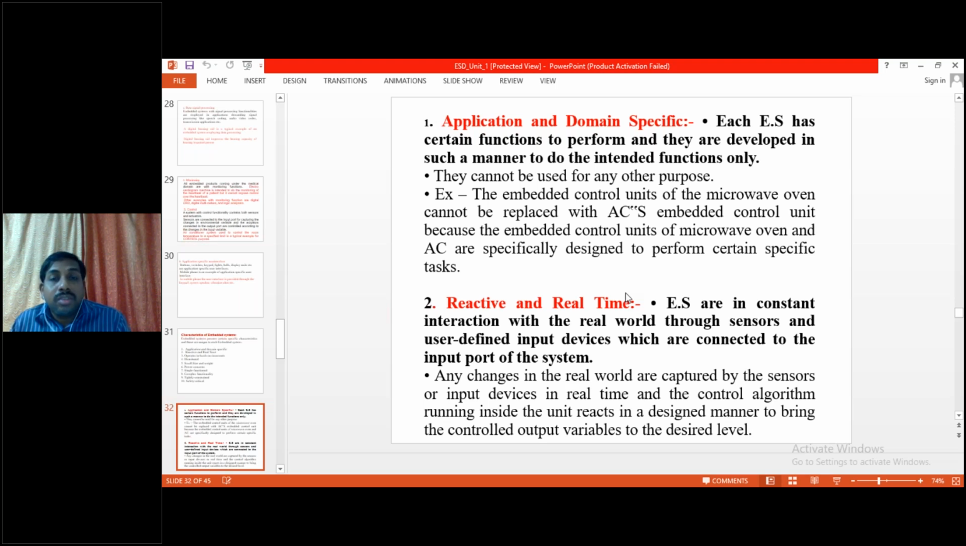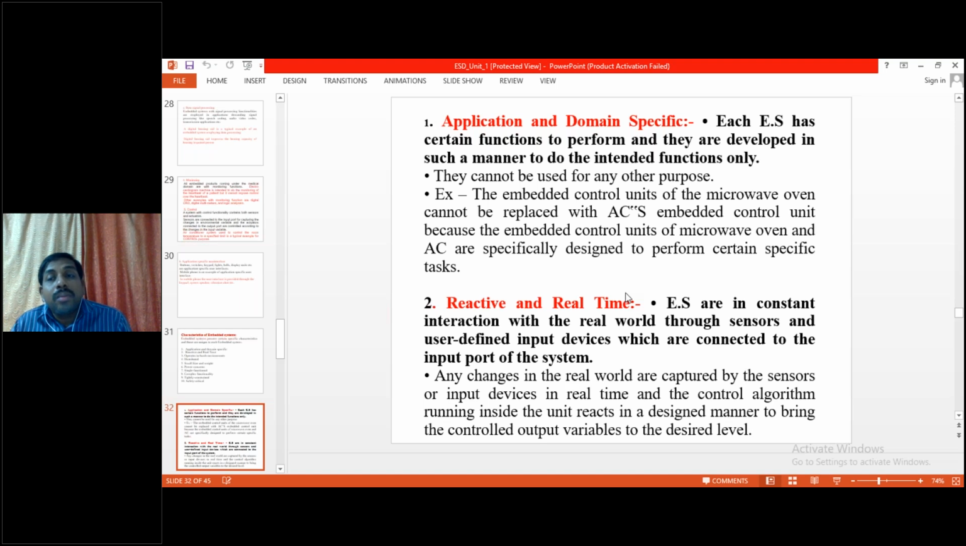Air condition systems designed by one vendor, the control unit you can use for ACs provided by the same vendor. See, an AC of 1.5 ton control unit can be used for another AC by the same vendor of 1 ton unit. Because the major purpose is providing the room temperature, only thing is the capacity is changing, 1 ton or 1.5 ton. So control unit may be same, but the control unit of oven and AC will differ. The second characteristic is reactive and real time.